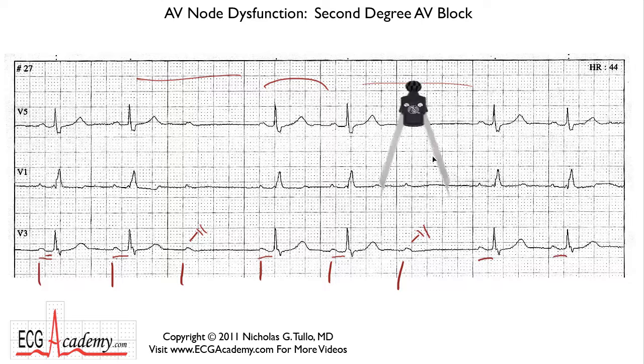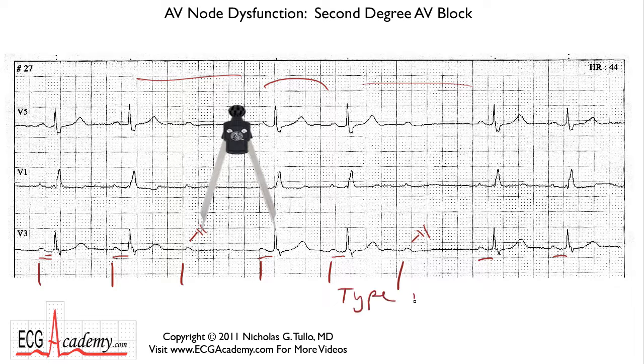If we get out our trusty calipers and look at the R to R interval, you should be able to see that the R to R interval from here is exactly 2 times the previous R to R interval. So when the pause is exactly 2 times the previous R to R, that tells you that the PR is not changing, and that what you have here is type 2 second degree AV block.